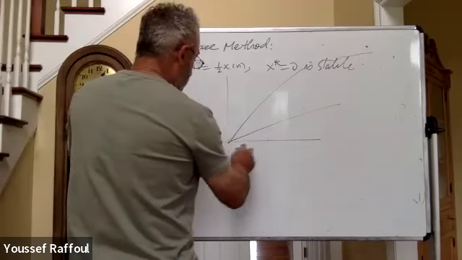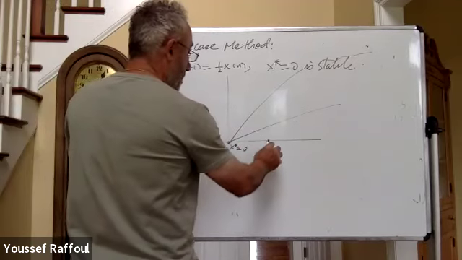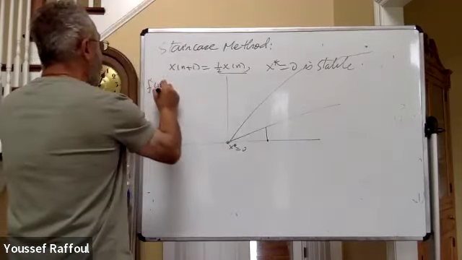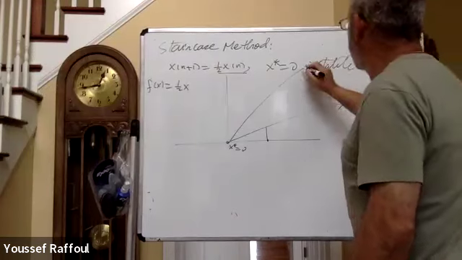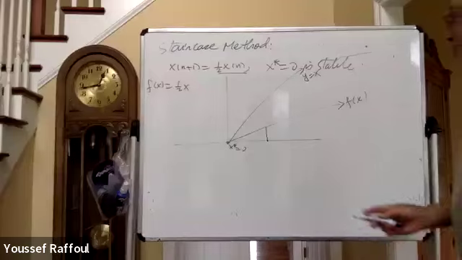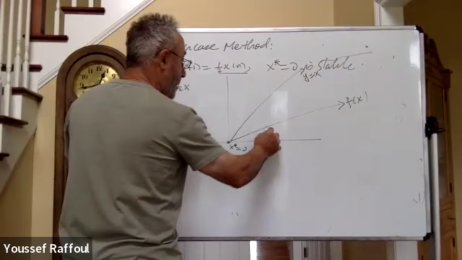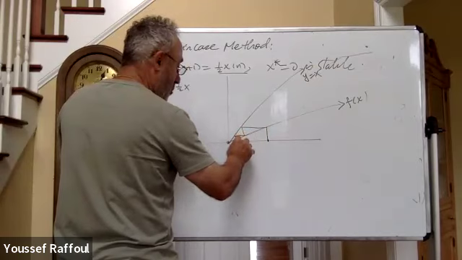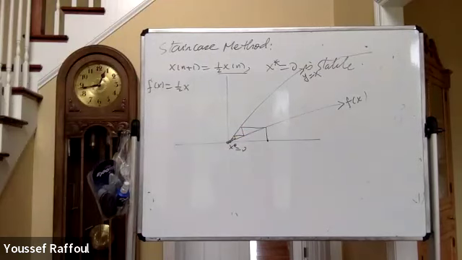So if you start here, this is x star equals 0. If you start anywhere here, you move up to the curve. So here, f of x is 1/2 x. So this is f of x, and this is y equal to x. You go from here to the solution, and then from here you go vertically toward this line. Then you move down, you go this way, you move down, you go this way, you're going to end up at x star equals 0 as a solution.